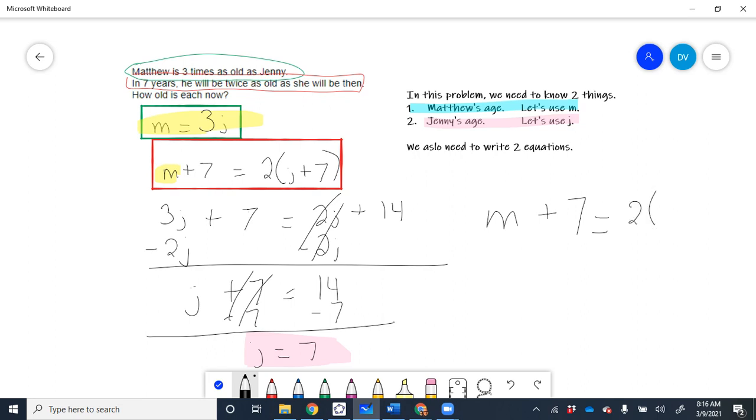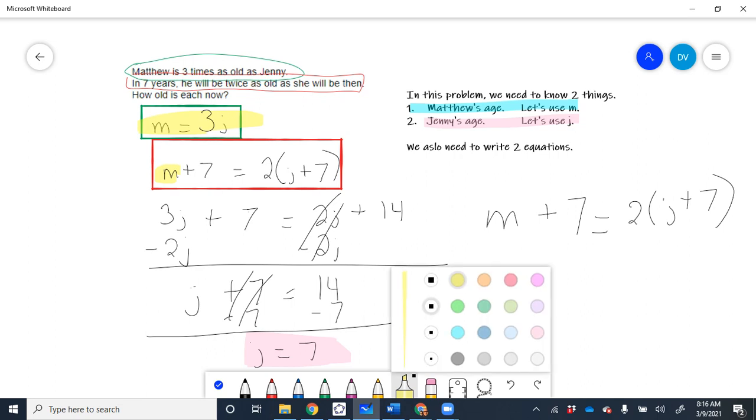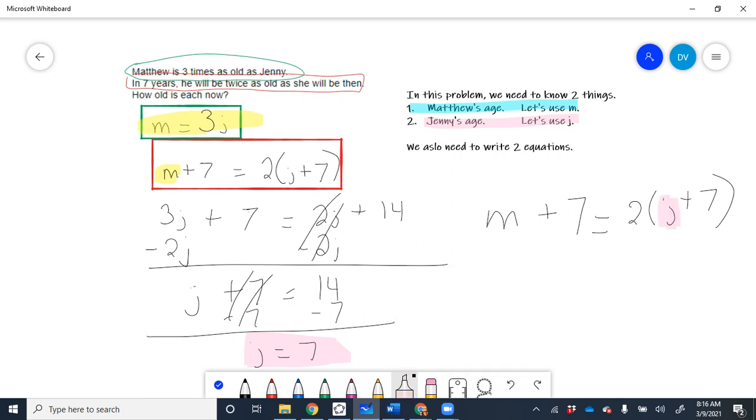2 times J plus 7, except now remember that we just said that whenever we see J, I want to do pink here, whenever we see J, we want to replace it with 7. Okay, so let me do that. Let me erase the J and replace it with a 7, or substitute is the technical word.